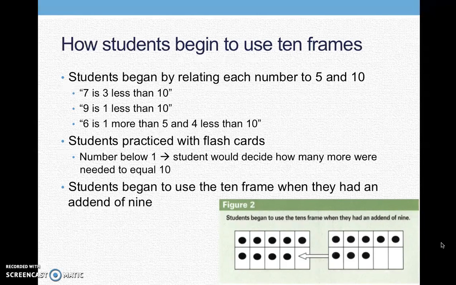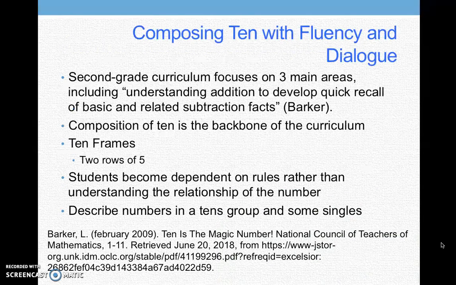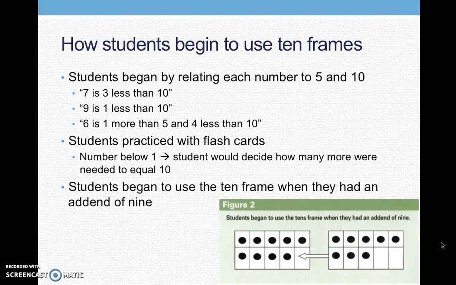This is supposed to be easier for the students to comprehend because 10 plus the number is equal to, say, 17, 27. So it's equal to how many groups of 10s there are and how many singles there are. That is what it means by describing numbers in a tens group and some singles. So there would be 1 10 group and 7 singles.